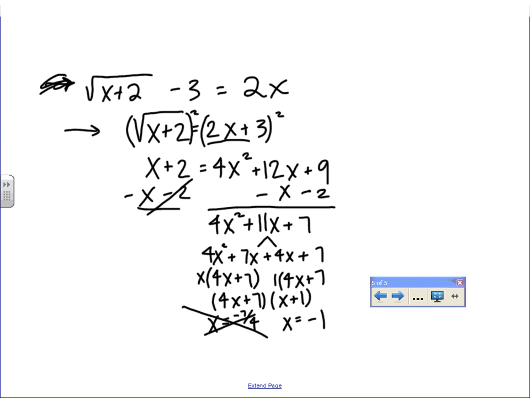Now what about negative 1? 2 times negative 1 would be negative 2, and negative 2 plus 3 would be 1. So that's okay, because remember, this value right here, this 2x plus 3, because I'm taking the square root of it, has to be positive. So that's my only valid solution there.